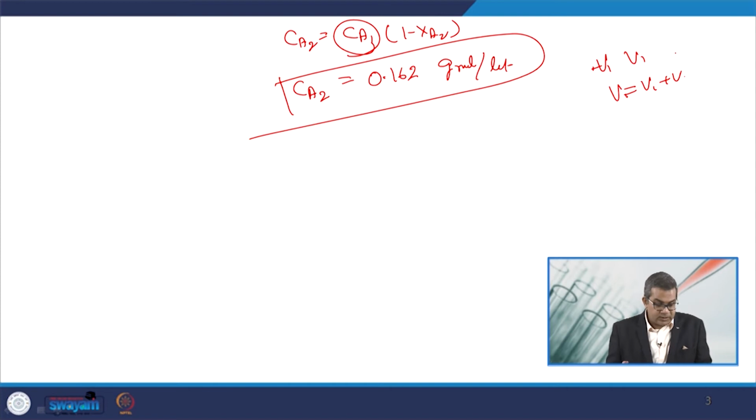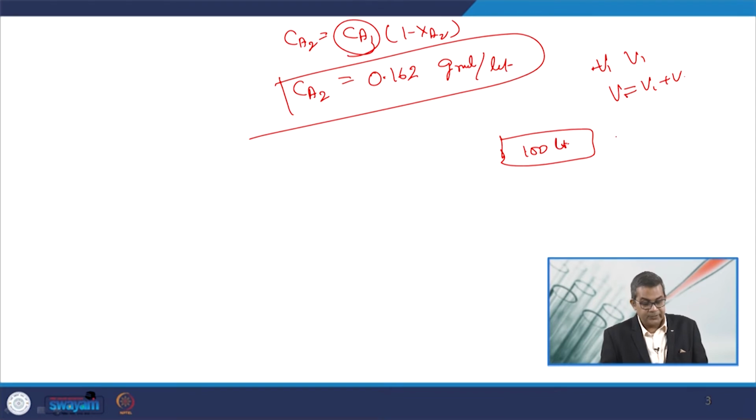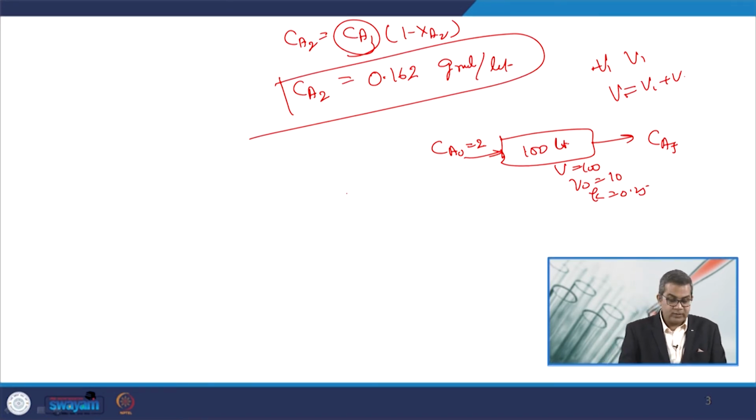Now, to prove this, we take a single reactor of volume 100 liter and check the final conversion and concentration. Now here this is 100 liter. This is CAF, and this one is CA naught, that is equal to 2. Now, V is equal to 100, V naught is equal to 10, K is equal to 0.25. I am not putting the units because it is quite evident and given in the problem.